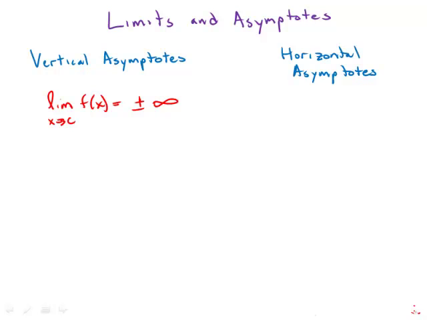Now sometimes, of course, the limit as x approaches c in an asymptote doesn't exist, and we have to talk about the one-sided limit. So it may be that the limit as x approaches c from the negative side is either plus or minus infinity. It may be that the limit as x approaches c from the positive side is either plus or minus infinity.